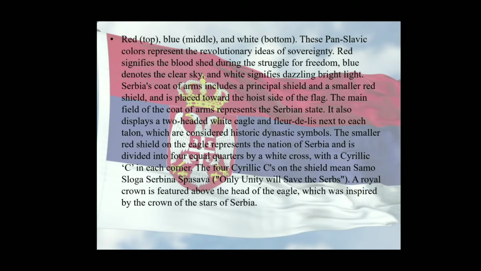The smaller red shield on the eagle represents the nation of Serbia and is divided into 4 equal quarters by a white cross, with a Cyrillic C in each corner. The 4 Cyrillic C's on the shield mean Samo Sloga Srbina Spasava. It means only unity will save the Serbs. A royal crown is featured above the head of the eagle, which was inspired by the crown of the stars of Serbia.